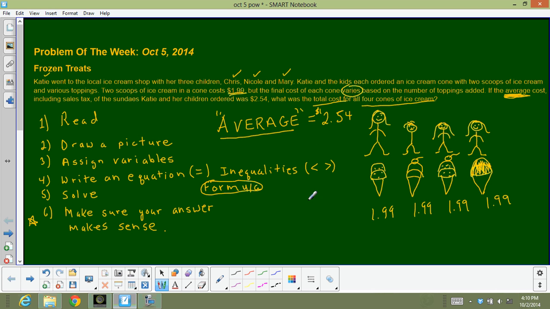All right. So we read the problem, we looked for keywords, we drew a picture. We didn't really assign variables here. But we did pick out a very key word, the word average, which relates to a formula that you'd want to use. Okay. And then you're going to solve that formula, that average formula, and ultimately you're going to make sure your answer makes sense. Okay. And again, what is it that they want? They want the cost of all four. Okay. Not just one, right? But they want the cost of all four.